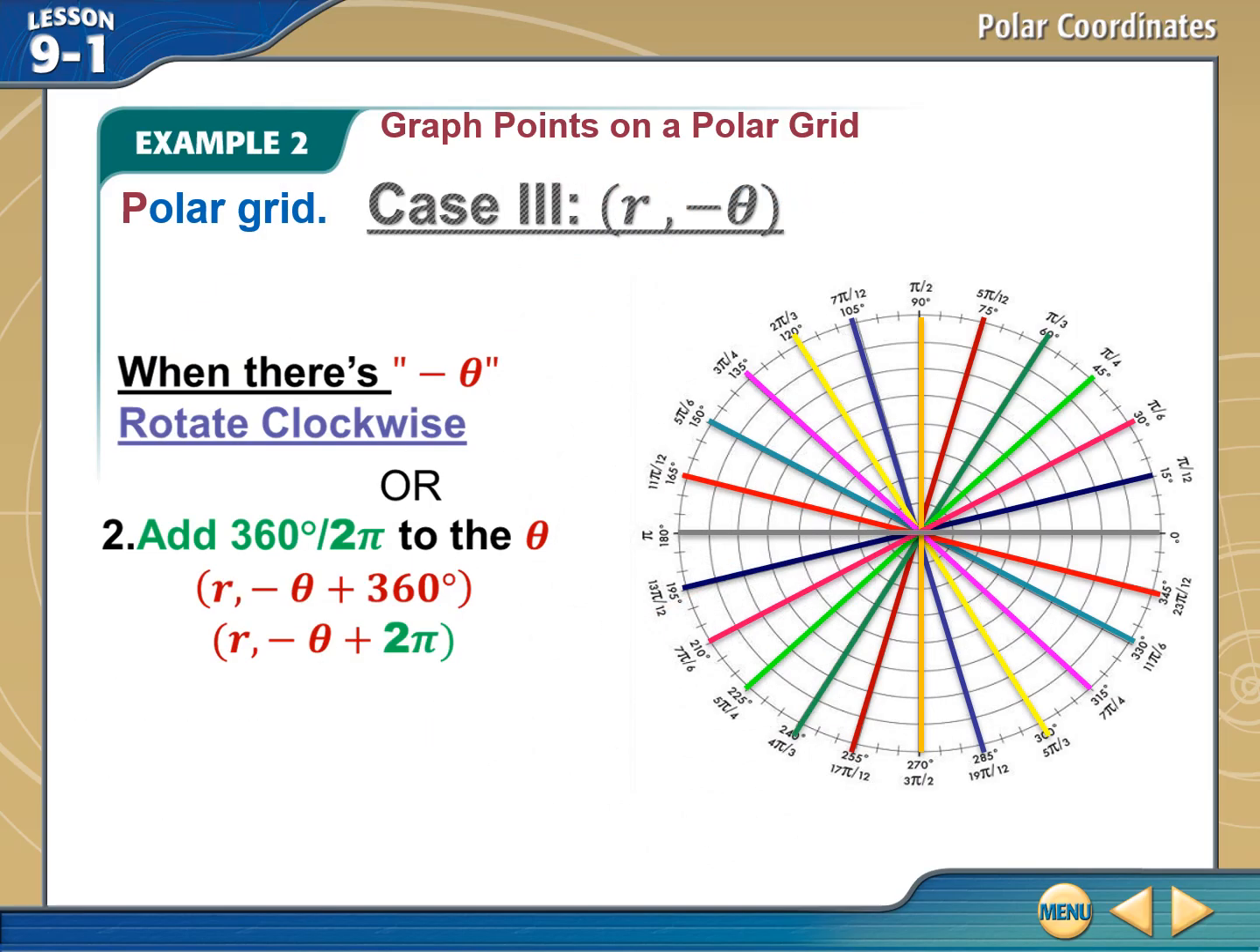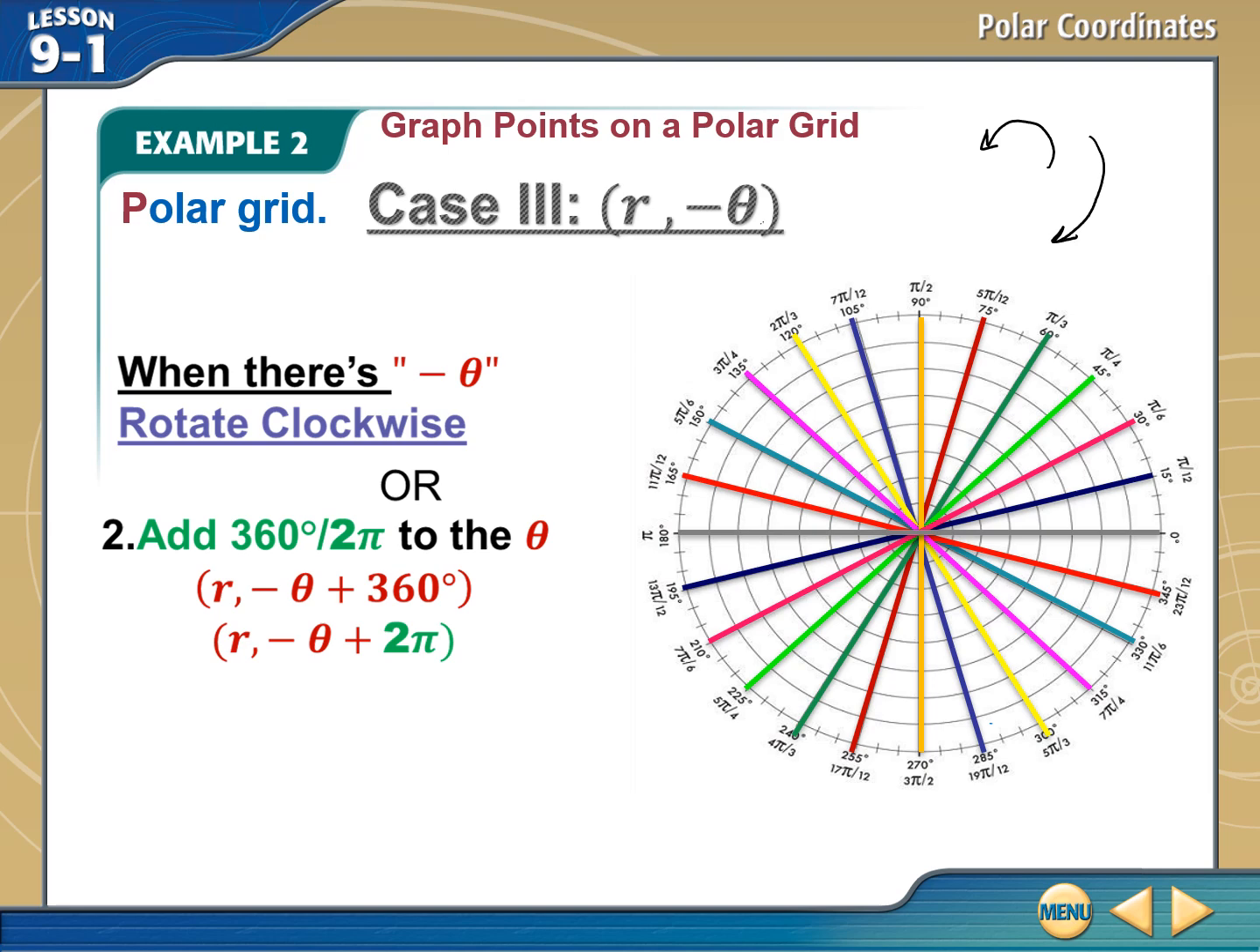Okay, now next case. Next case is r positive, theta negative. In the previous case, r was negative, theta was positive. But in this case, r is positive, whereas theta is negative. So I would suggest, rather than going anti-clockwise, to make the theta, I will go clockwise. If my theta is negative, I will go clockwise.